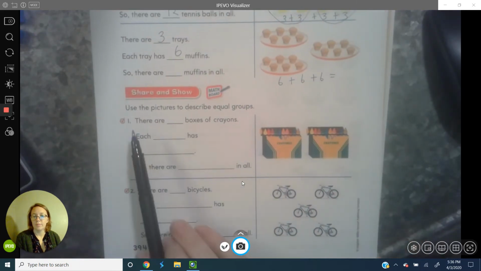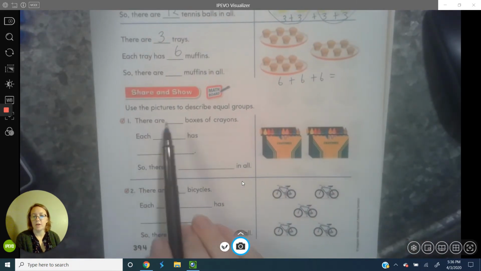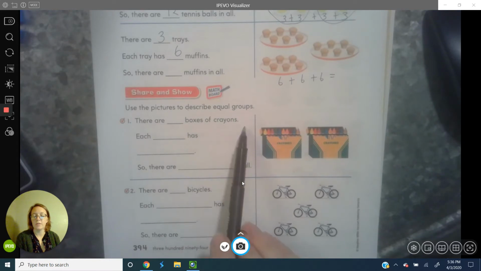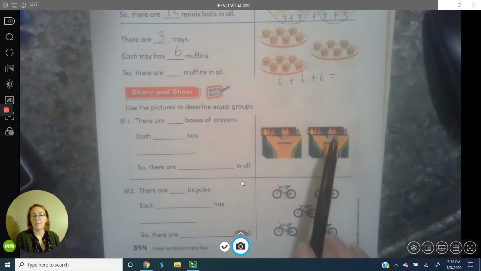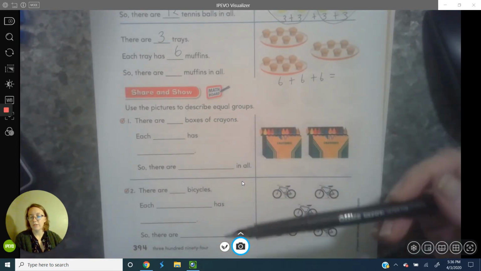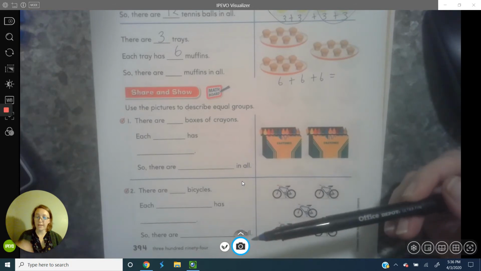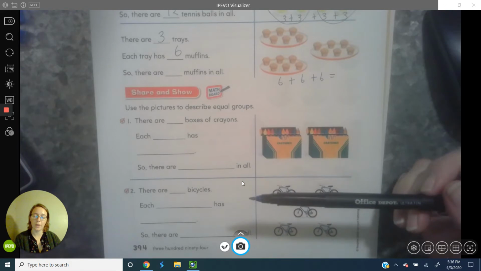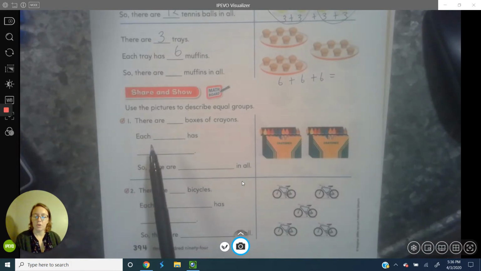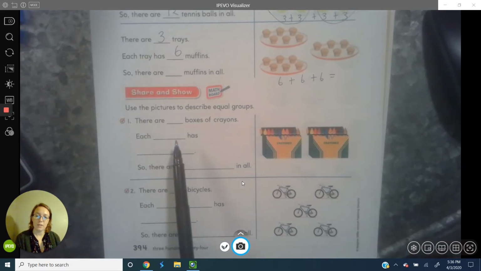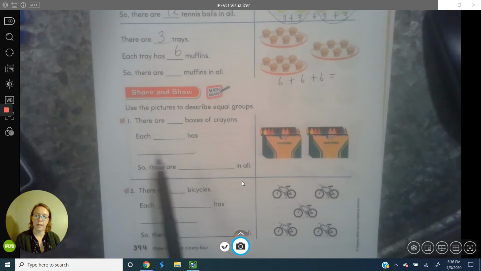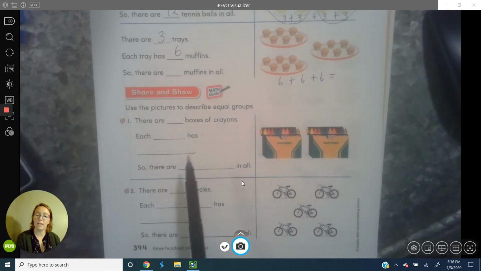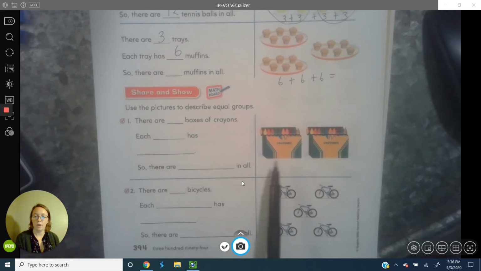Okay. Then number 1 says there are blank boxes of crowns. Okay, so how many boxes? Now these are a little different because it wants you to add in writing the words, the sentences. It wants you to complete the sentence as well, not just filling in the blanks. So you would fill in each box has blank crowns. So you would need to write the word crowns in there too. So there are blank crowns in all. So you'd need to write the word again.